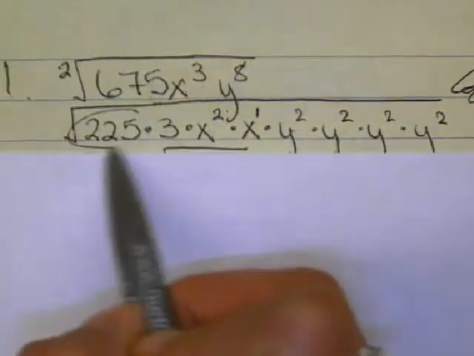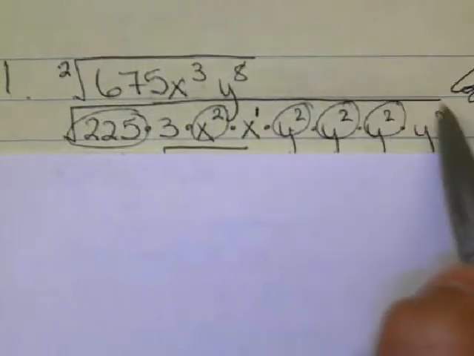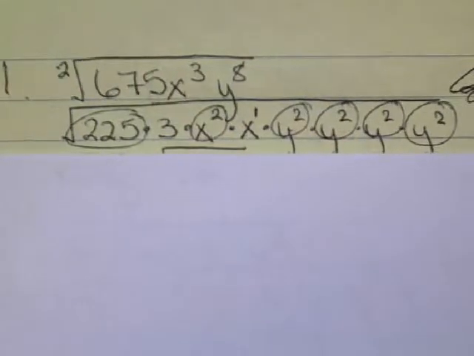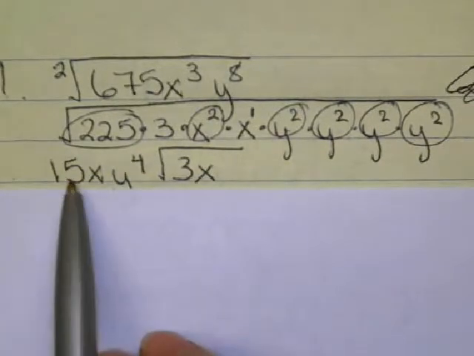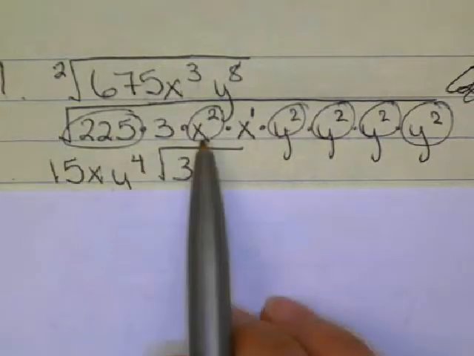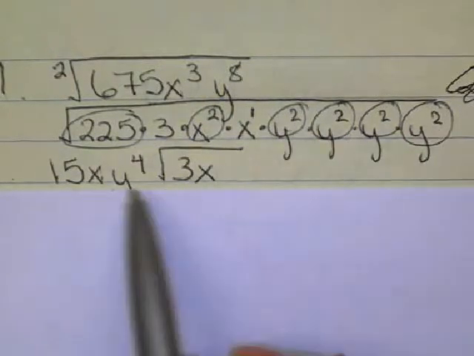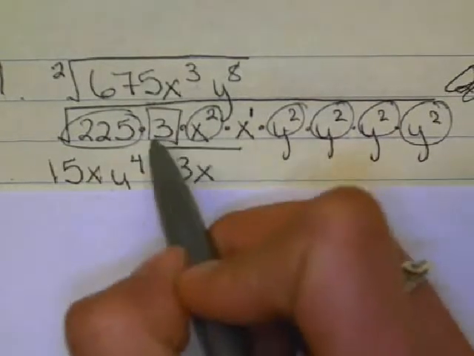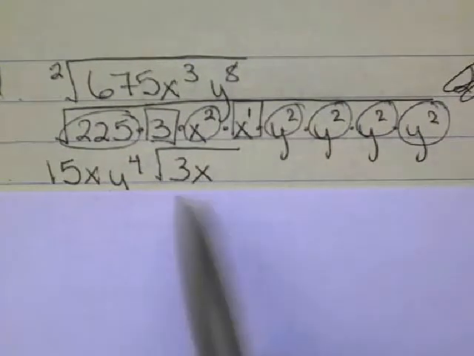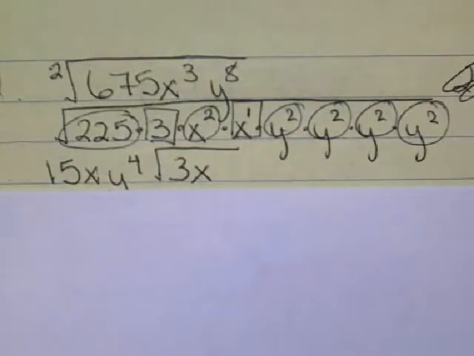So this number can come out, and this one, this, and this. So when those individual pieces come out, it becomes a 15, the 225, the x squared becomes an x, and then I have 4 y squareds here, for y to the 4th, and then what's left is the 3 and the x. So the square root of 3x is left on the inside.